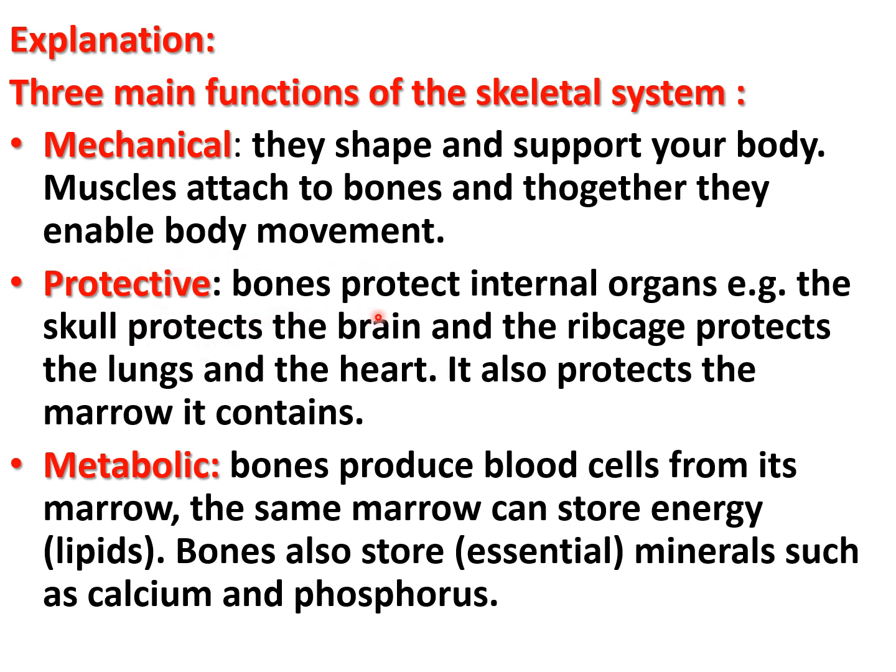Bones protect the internal organs, for example, the skull that protects the brain and the rib cage that protects the lungs and the heart, and it also protects the marrow it contains. Then the third one is metabolic. Bones produce blood cells from their marrow, and the same marrow can store energy in the form of lipids, and bones also store essential minerals such as calcium and phosphorus.